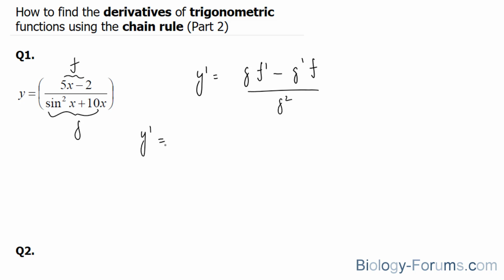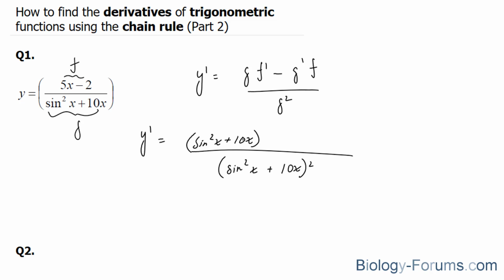The derivative of y is equal to sine squared plus 10x squared. And we're going to rewrite this at the top. Sine squared x plus 10x. We're going to find the derivative of 5x minus 2. The answer is 5. We're using the power rule. 2 becomes 0. Minus. Now we'll find the derivative of g, which is going to be a pain.